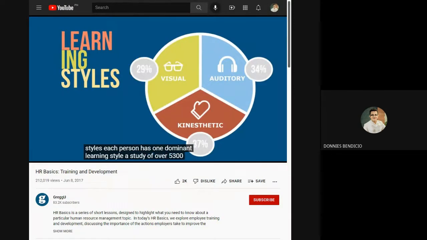A study of over 5,300 participants identified the following breakdown among learning styles, which are believed to be representative of the general population. 29% of participants were visual, while 34% were auditory, and 37% were kinesthetic. Although each person normally has one dominant learning style, each of us learns in all 3 ways. A small number of people learn just as easily using any of the 3 styles. Trainers should recognize these various styles and present material to stimulate all 3.